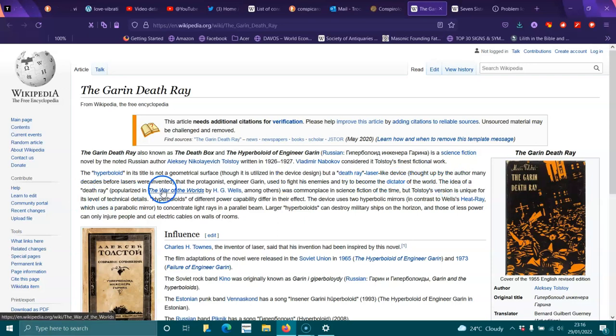This hyperboloid was known as a death ray. It's not a geometrical surface as utilized in the device's design, but a laser-like death ray device, thought up by an author many decades before lasers were invented, that the protagonist, engineer Garin, used to fight his enemies and try to become dictator of the world. The idea of the death ray, popularized in The War of the Worlds by H.G. Wells, among others, was a commonplace in science fiction of the time, but Tolstoy's vision is unique for the level of technological detail. The hyperboloids, of different power capability, differ in their effect. The device uses two hyperbolic mirrors, in contrast to Wells' heat ray, which uses a parabolic mirror to concentrate light rays in a parallel beam. The larger hyperboloids can destroy military ships on the horizon, and those of less power can only injure people and cut electric cables on walls of rooms.